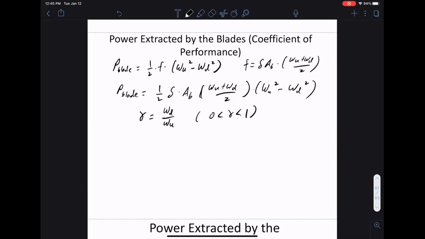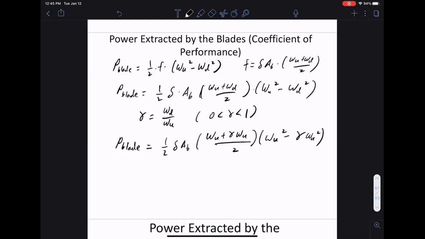If we make this definition, then the power of the blade, we work through this, right? So this is half delta AB times... So anytime we see the downwind speed, we're going to replace it by gamma times the upwind speed, gamma times W, W squared minus gamma W squared. Okay, all right. So this is the equation we have.